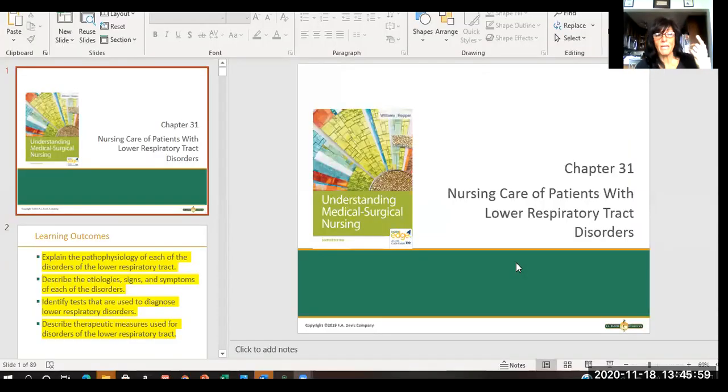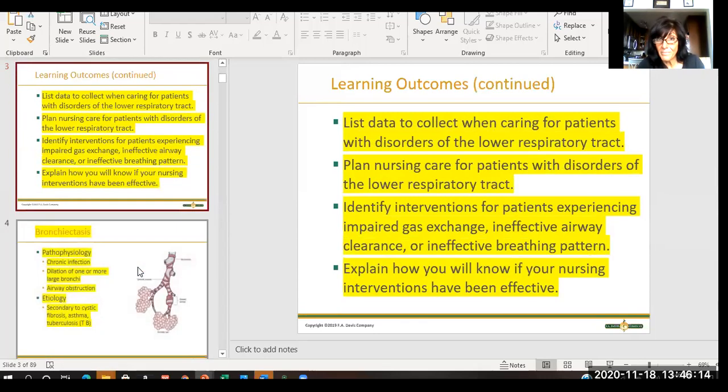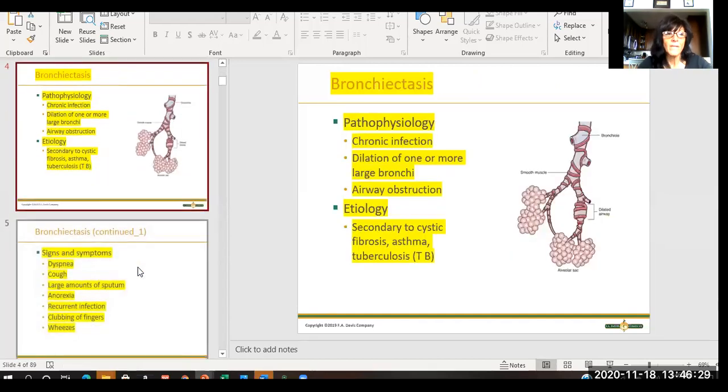So let me share my screen. And this is from the Med-Surg, lower respiratory disorders. And the same with the objectives. What's the pathophys? What's the etiology? In other words, what causes it? What are the signs and symptoms? What tests do we use? Therapeutic measures do we use to treat? What data do we collect? What's the nursing care? What are the interventions if they have impaired gas exchange, ineffective airway clearance, or ineffective breathing? And how do you know if what you did worked? Did it work?